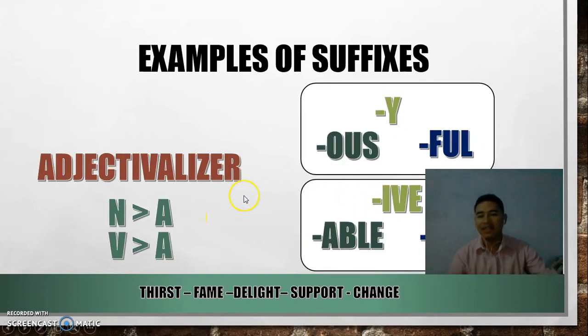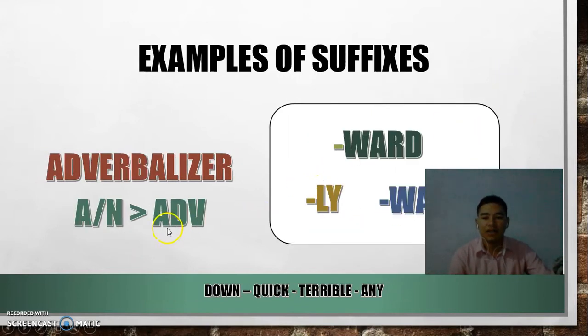Examples of suffixes. In this case, adjectivalizers. We can see that adjectivalizers could be nouns transformed into adjectives or verbs which are transformed into adjectives. Thirst goes to thirsty, fame, famous, delight, delightful, support, supportive, change, changeable, and so on. Adverbializers, adjectives or nouns which become adverbs. Down, downwards, quick, quickly, terrible, terribly, anyways, and so on. They are all added to the end of the root or the base word.